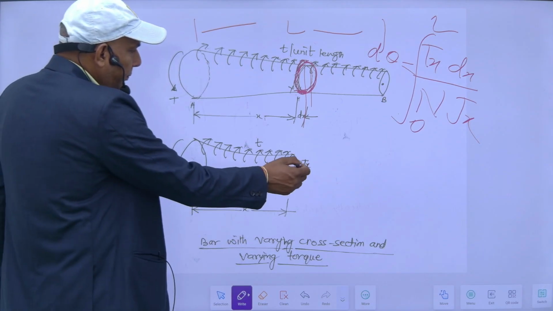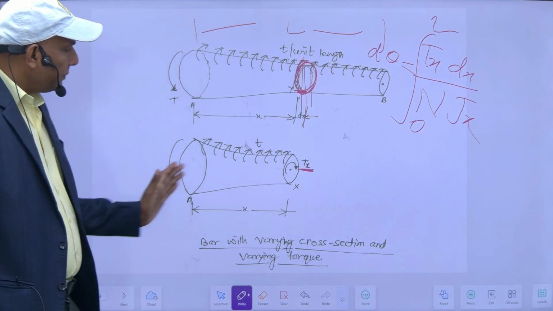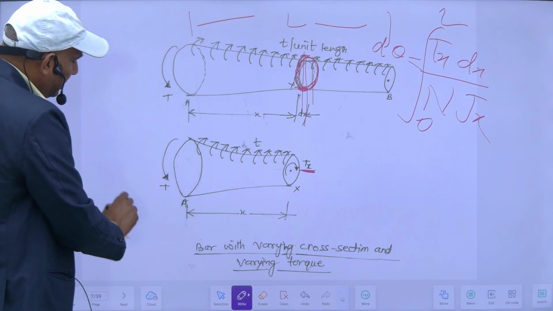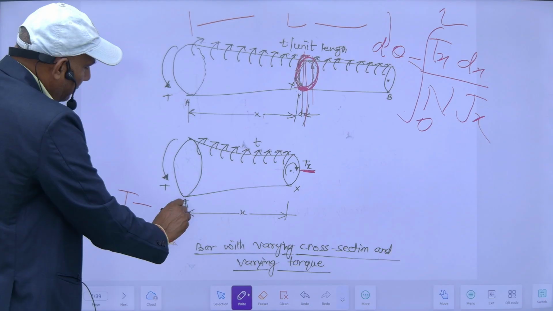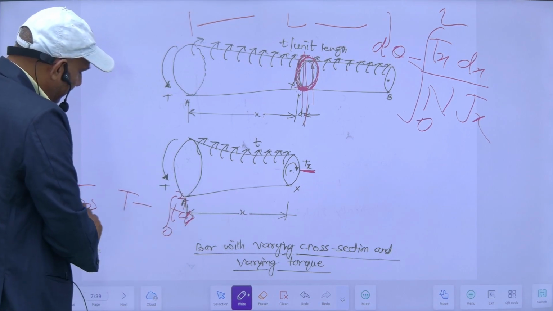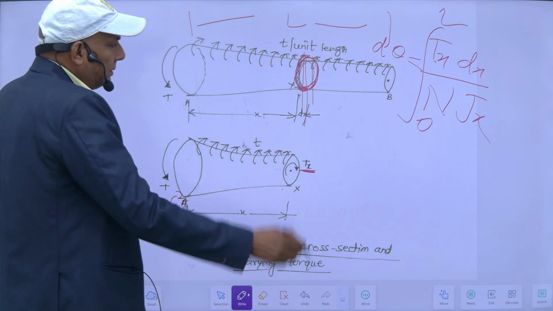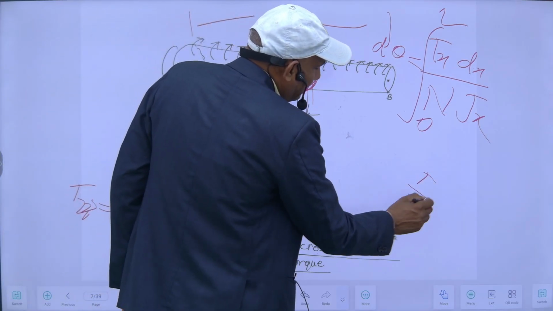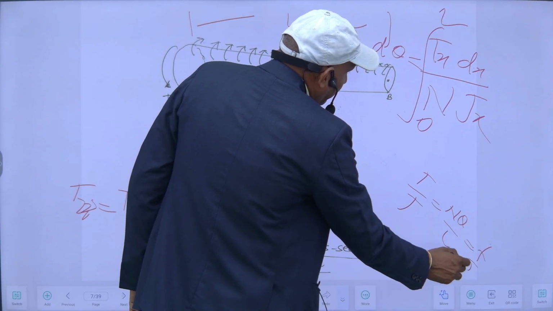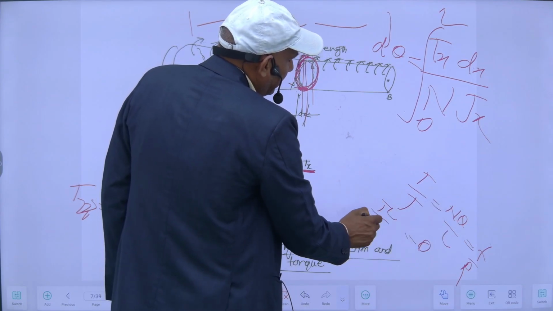This I have considered. So this Tx is basically the algebraic sum of all the torques up to these sections. It will be T, and in the opposite direction T minus T into dx from 0 to x. So that will be Tx here. I will put this value Tx here into L upon N into J. From T upon J is equal to N theta upon L is equal to F upon R, this was the formula. So from this it will be TL upon NJ.